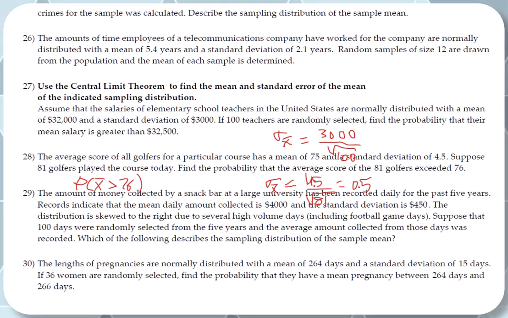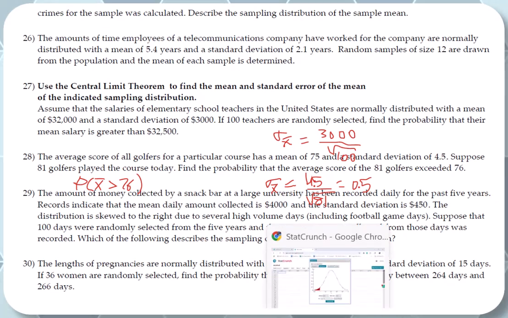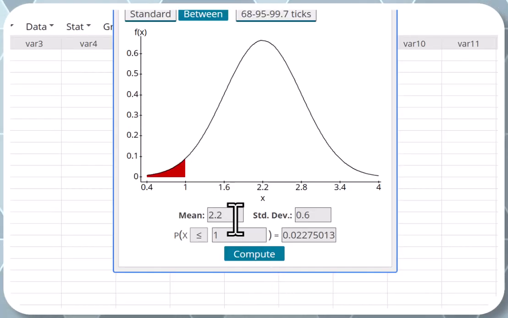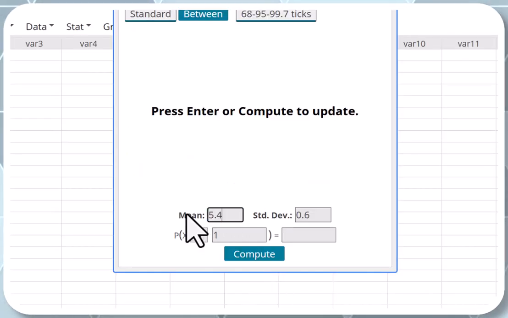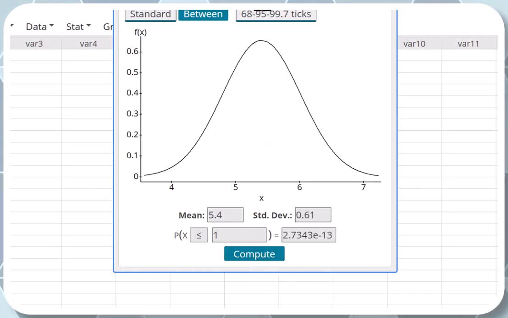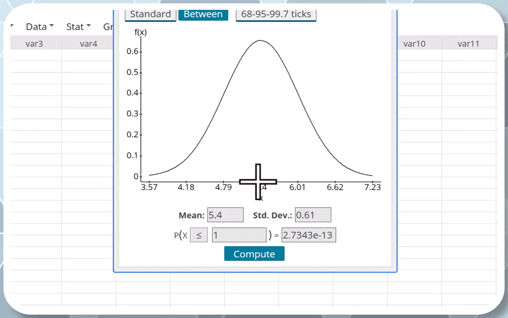And just to show you the curve, let me show you the curve right there. So we have 5.4 and 0.61. And if you click 68, 95, 99.7 tick marks, it will show you the distribution. This is the mean in the center, and it will add one standard deviation, one standard deviation, one standard deviation, and it will subtract one standard deviation if you click 68, 95, 99.7 tick marks.